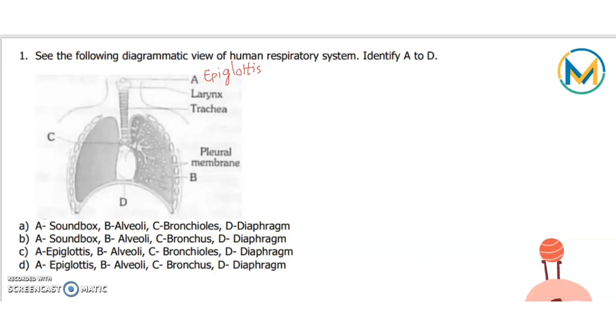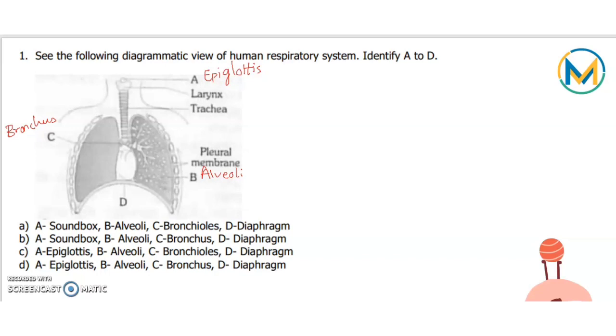Now this B, this is alveoli. They are tiny air sacs in the lungs that take up the oxygen we breathe in and keep our body going. Now the C is bronchus. It is a passage of airway in the respiratory system that conducts air into the lungs.